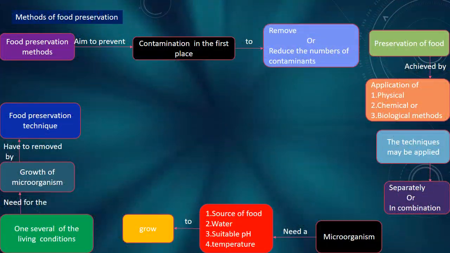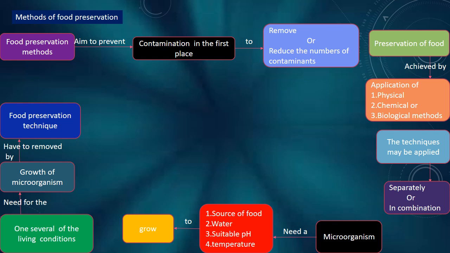Methods of food preservation. Food preservation methods aim to prevent contamination in the first place, to remove or reduce the number of contaminants. Preservation of food is achieved by application of physical, chemical, or biological methods. The techniques may be applied separately or in combination.